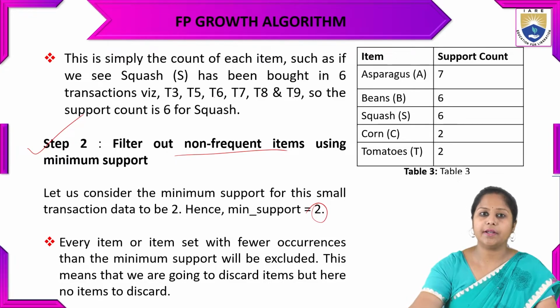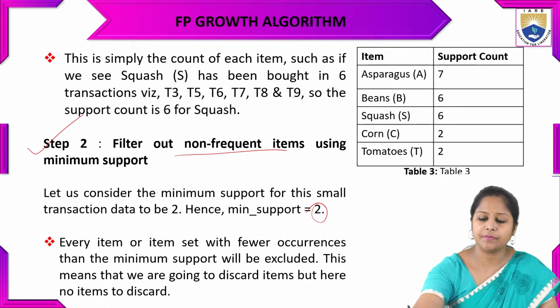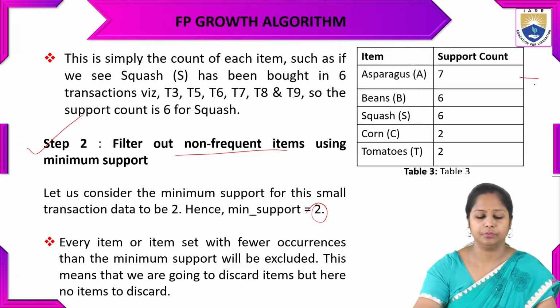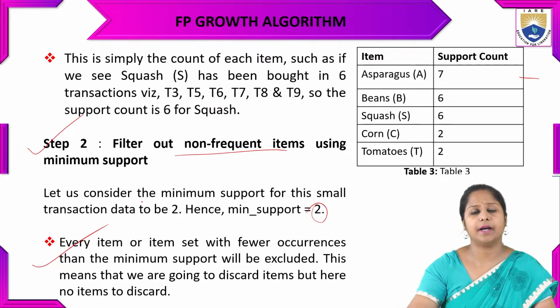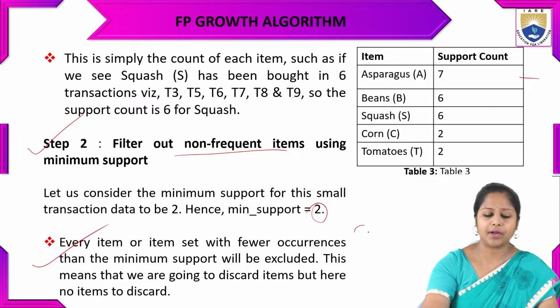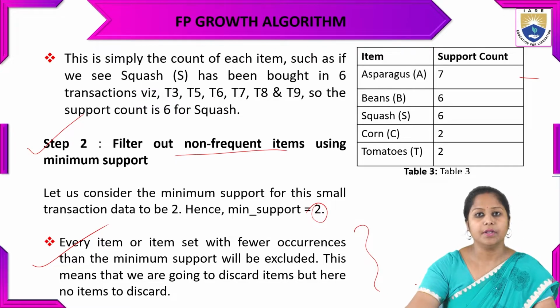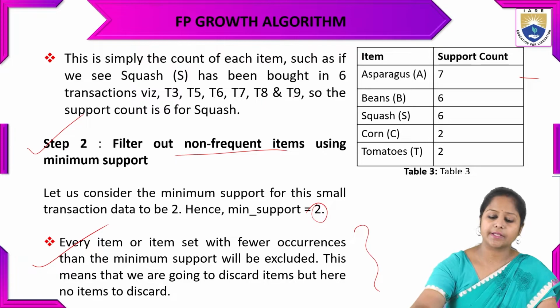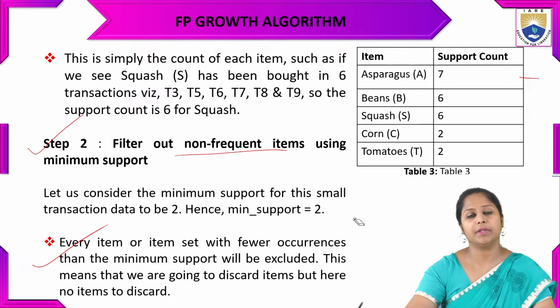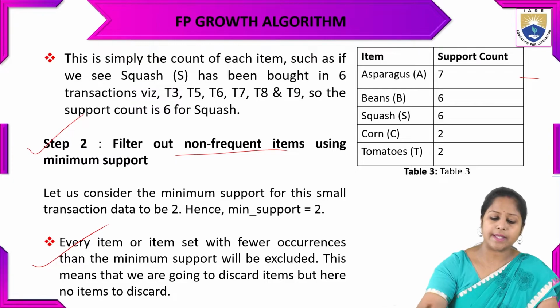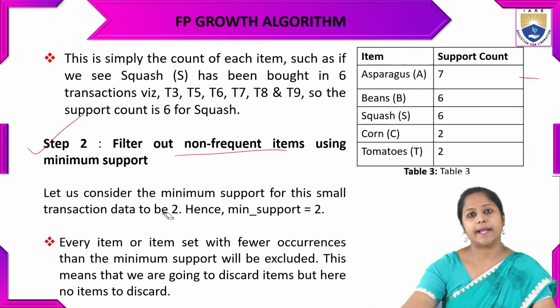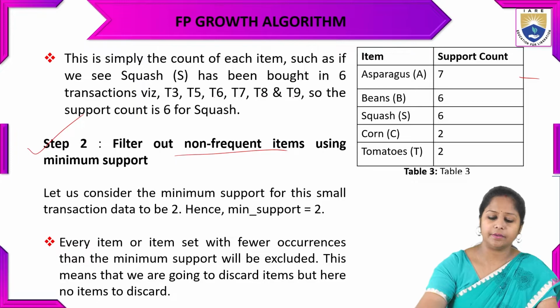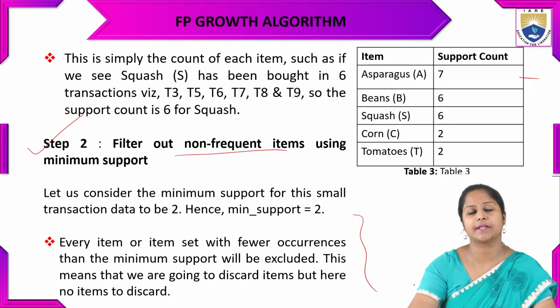So now we have to create a new table. We compare the minimum support threshold 2 with each of the items we have written in table 2. Every item set with fewer occurrences than the minimum support will be excluded and removed from that table. So this means that we are going to discard items, but here no items have to be discarded.